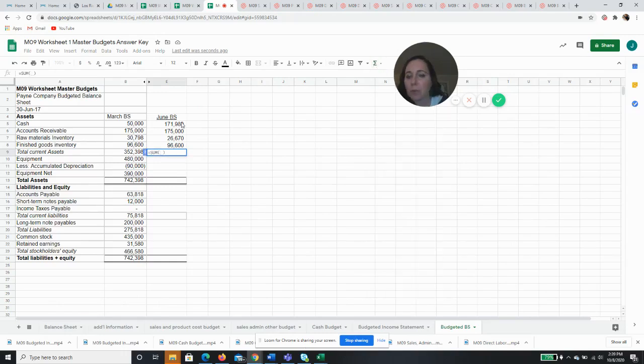All right, and then we get to add up our current assets. Remember, those are the ones that we expect to convert into cash within a year. And we get 472.50.